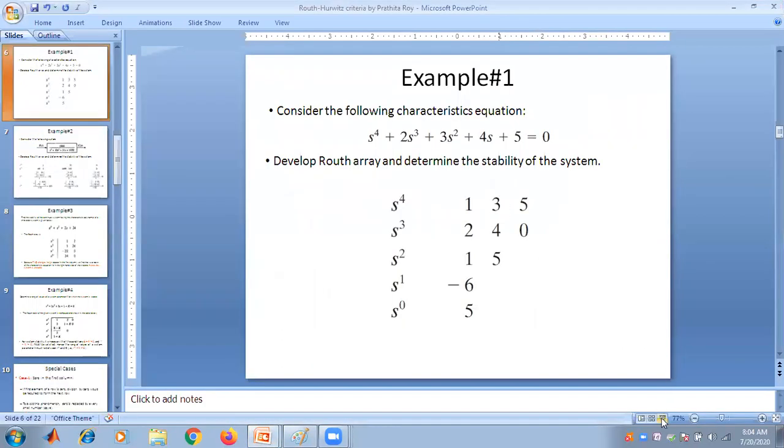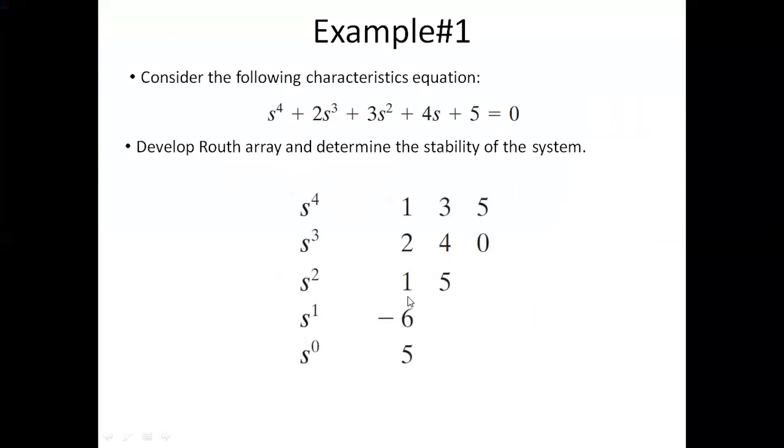In this way, the calculation of the Routh array is done. This is 1, and this one is the same. 1 into 0 minus 5 into 10, that is minus 10. Minus of minus 10 is plus 10, plus 10 by 2 equals 5. So in this way the entire Routh array is formed. This one is 4 into 2 into 5, that is 10, minus 1 into 4, that is minus 4. 10 minus 4 is 6. Minus of 6 is minus 6 by 1. This one is minus 6.